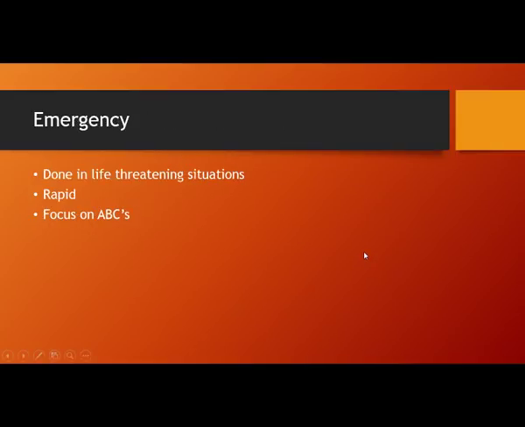And then lastly, emergency assessment. As the name implies, this one is done when you have a life-threatening situation. It's rapid, but we're as thorough as we can be under the circumstances. But your focus is on airway, breathing, circulation. That's your ABCs.